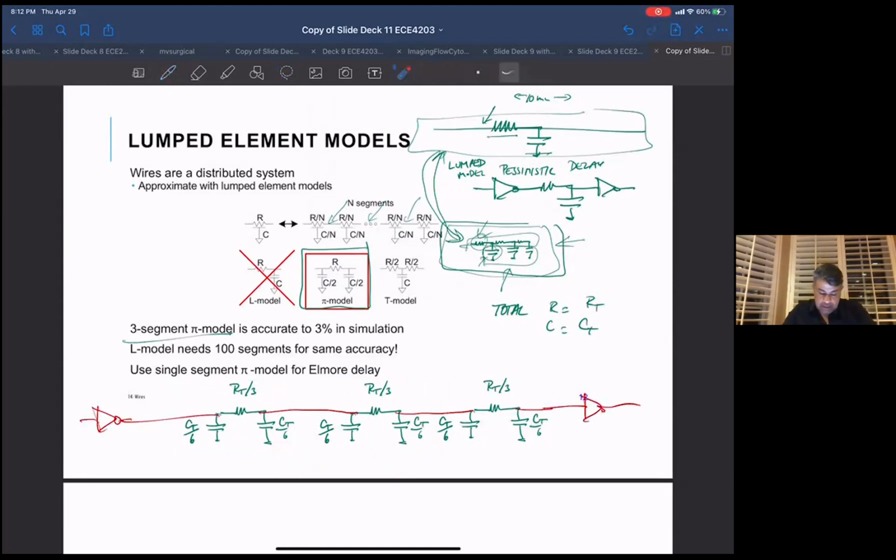It turns out that 3 segments of this pi model ends up within 3% of a completely distributed model. So that's a really popular model for long interconnect, to use 3 segments of this pi model. And it makes simulation easier, reasonable. Now you've added just 1, 2 nodes to it, and you're within 3% of a very complex solution.